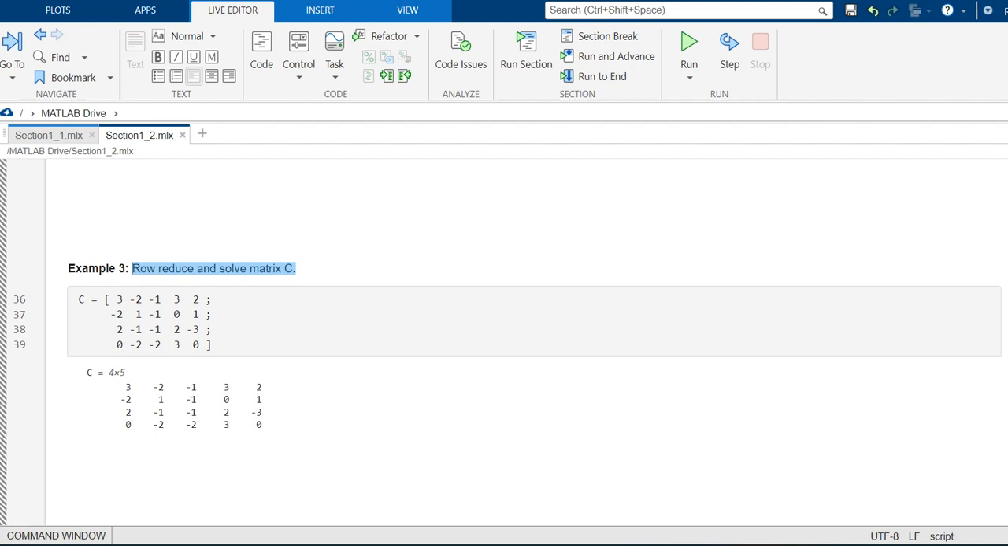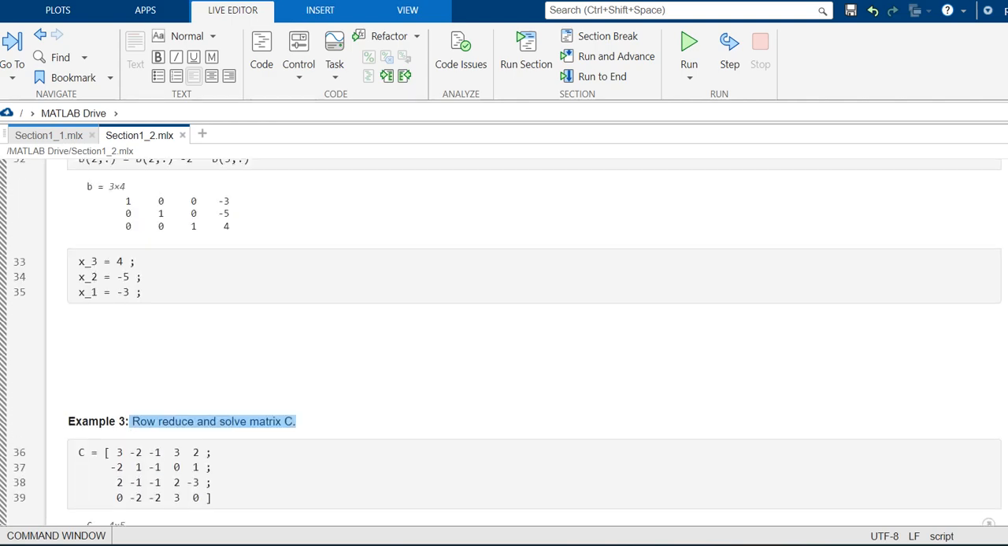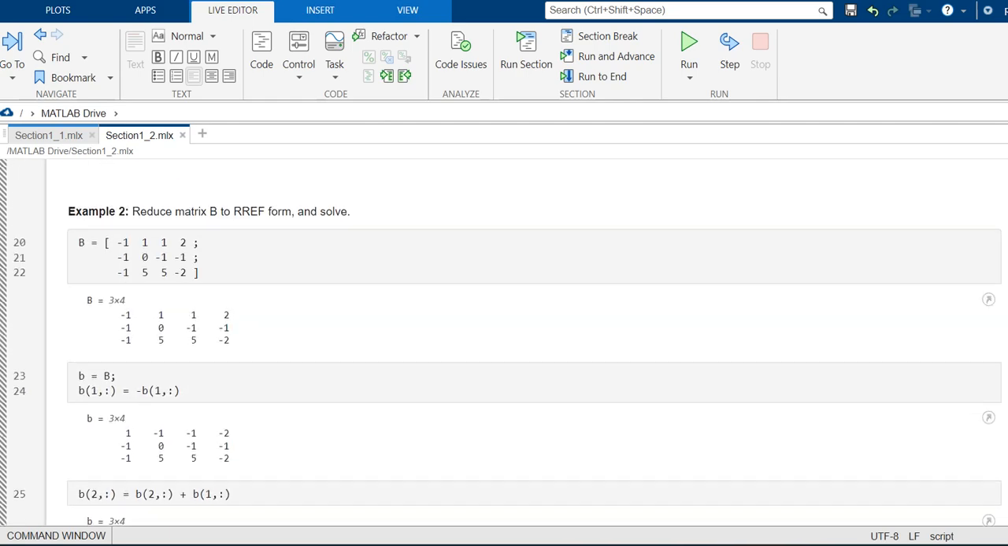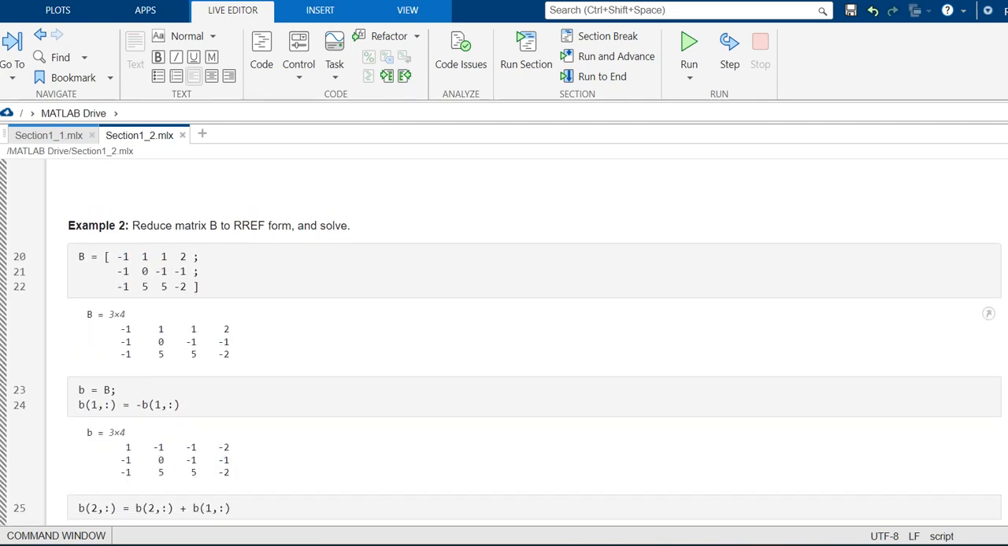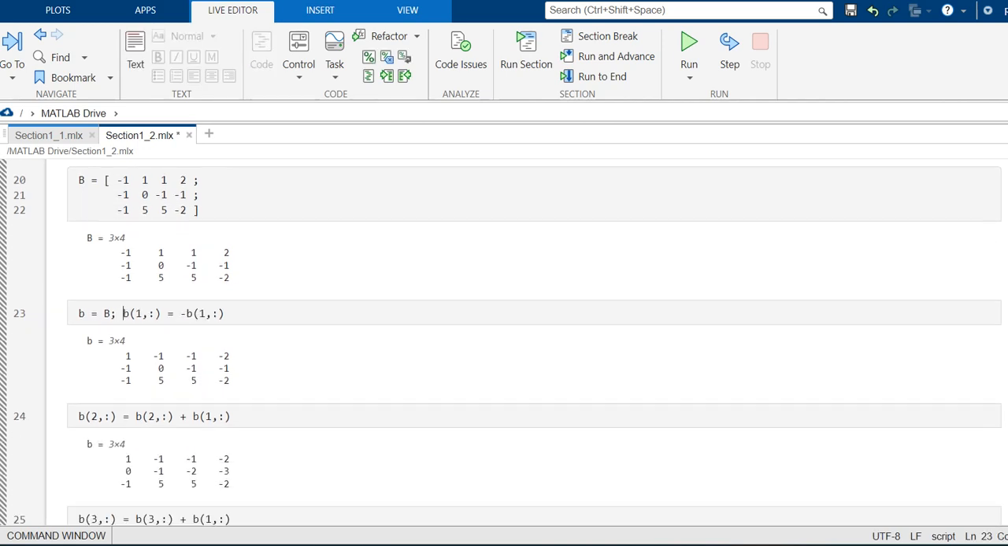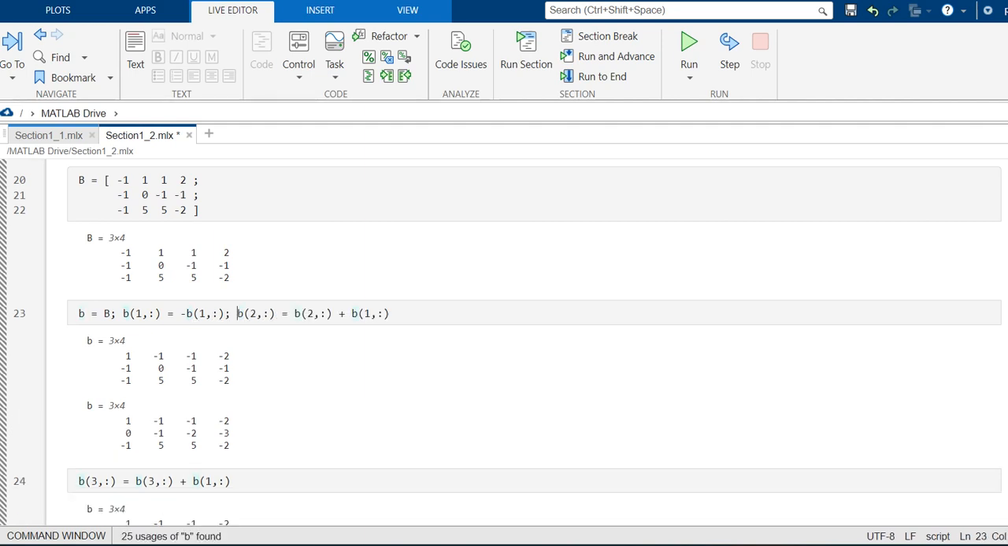And in example 3, that's what they tell us to do. They say row reduce and solve matrix C. Okay, so we have to use row reduction to solve, but we get our choice of what to do. And again, this is big and ugly, but if you want, you can just delete everything and put semicolons after every row.